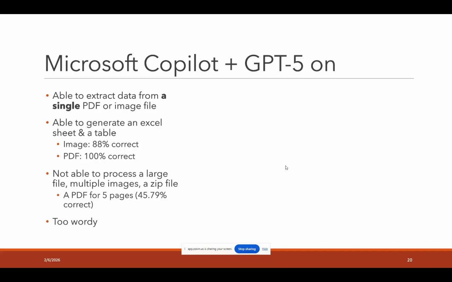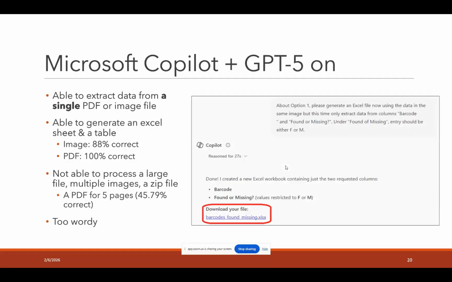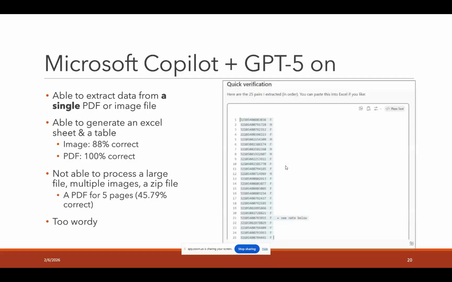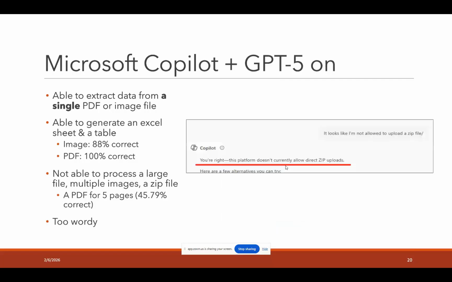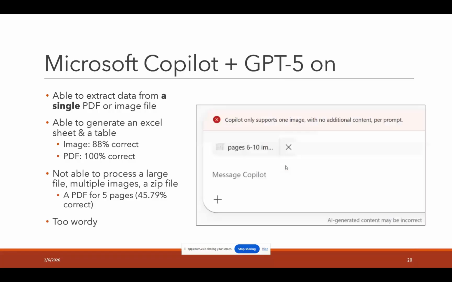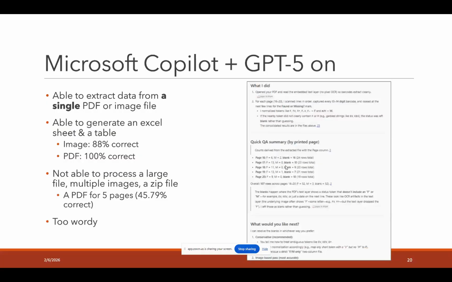However, with GPT-5 on, it was able to extract data from a single PDF and a single image file and generate a downloadable Excel sheet and a table, which was not easy to copy and paste. As for the accuracy, a PDF did better than an image file. But just like others, it couldn't process a large file, a zip file, or multiple files at a time. And its response was also very wordy and long. In my opinion, it was hard to work with.